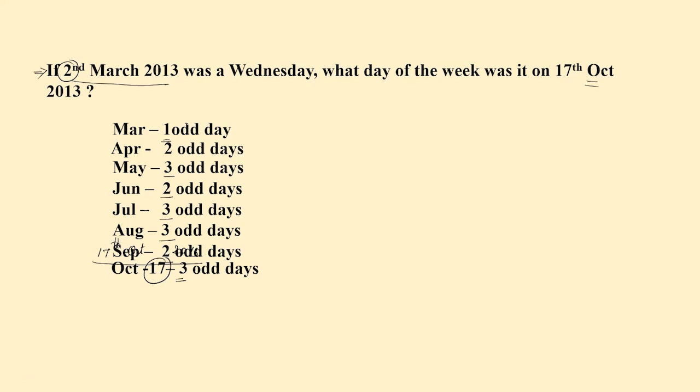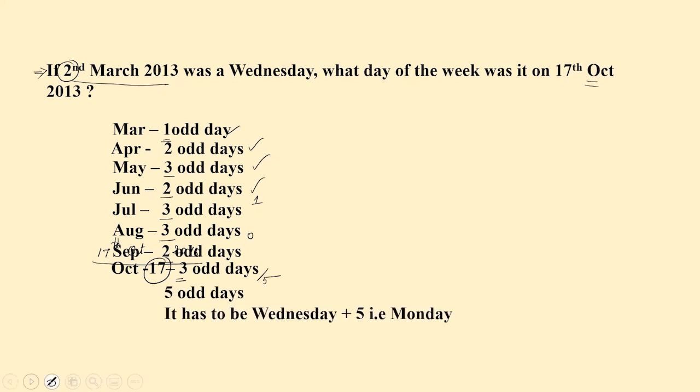Now calculate the total number of odd days. 1 plus 2 is 3, 3 plus 3 is 6, 6 plus 2 is 8, 8 means 1. 1 plus 3 is 4, 4 plus 3 is 7, which means 0 odd days. Then 2 plus 3, now I'm going to get a total of 5 odd days here. If it is 5 odd days, what is the base day? It was Wednesday. So the answer is Wednesday plus 5, which is Monday.